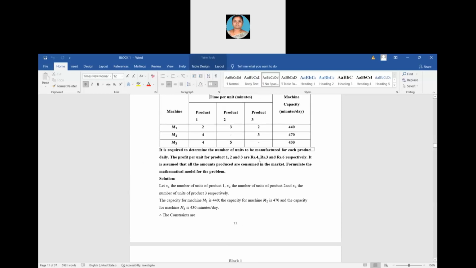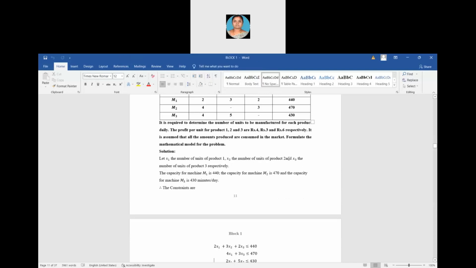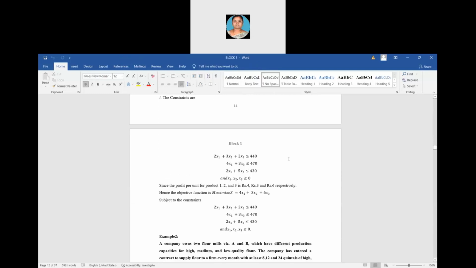Profit means, for how many rupees they have given: 4, 3, and 6. So it is nothing but 4x1 plus 3x2 plus 6x3. This is the objective function, and the conditions we have framed from the table itself. So this is a model for the linear programming problem.